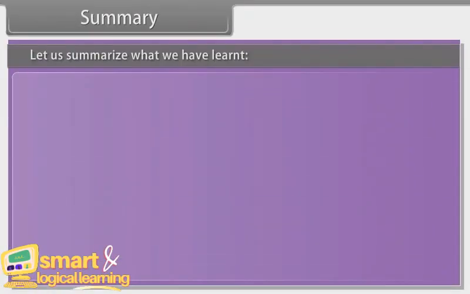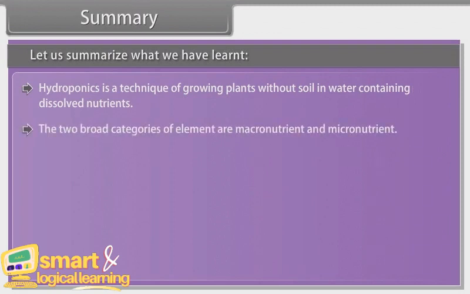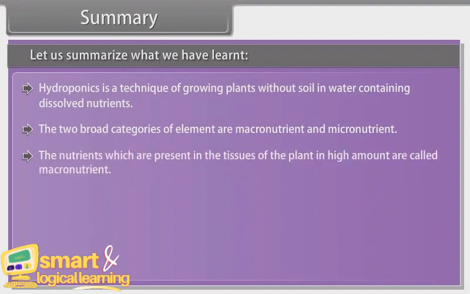Summary. Let us summarize what we have learned. Hydroponics is a technique of growing plants without soil, in water containing dissolved nutrients. The two broad categories of elements are macronutrients and micronutrients. The nutrients which are present in the tissues of the plant in high amounts are called macronutrients. The elements needed in low amounts are called micronutrients.